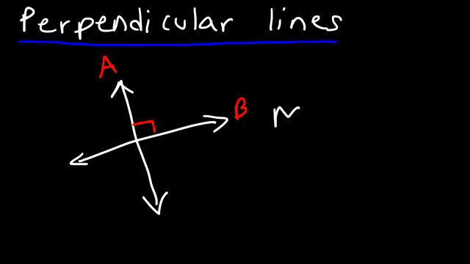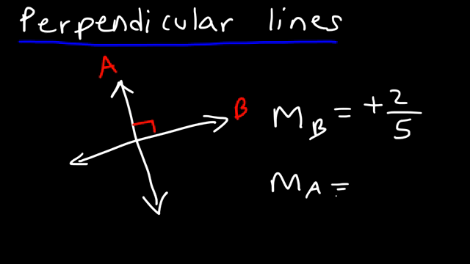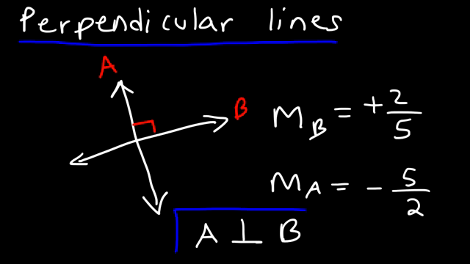Now, let's say that the slope of line B is positive 2/5. What is the slope of line A, given that it's perpendicular to line B? To find the slope of a perpendicular line, first, you need to flip the fraction and change the sign from positive to negative. So the slopes are negative reciprocals of each other. And the symbol for it goes as follows. So we could say line A is perpendicular to line B. So that's the geometric symbol that correlates to perpendicular lines.